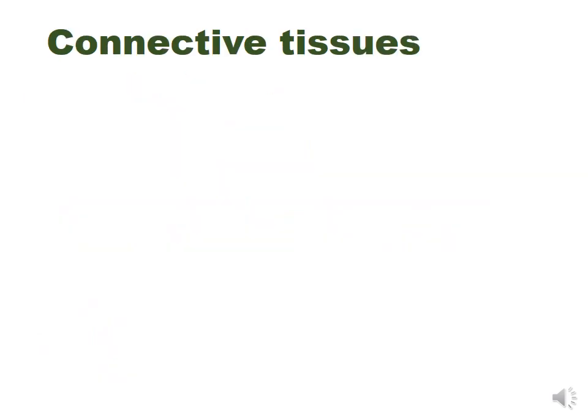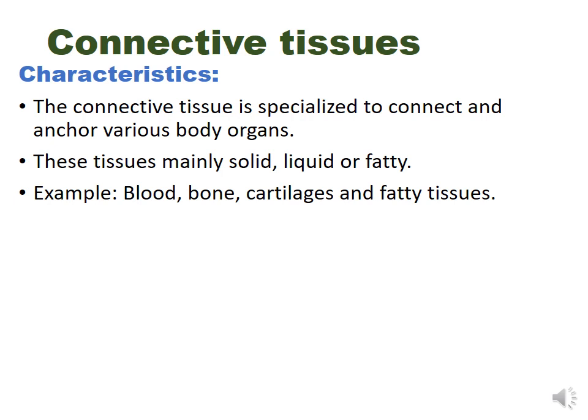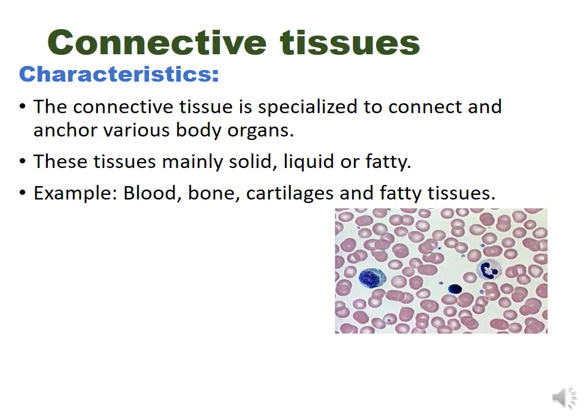Now, another type of animal tissue is the connective tissue. The connective tissue is specialized to connect and anchor various body organs, and it establishes connection between organs and between organ systems. These tissues are mainly solid, liquid, or fatty. Blood is the liquid connective tissue, cartilage and bones are the solid connective tissue, and the fatty tissues are the fat or lipid connective tissue.